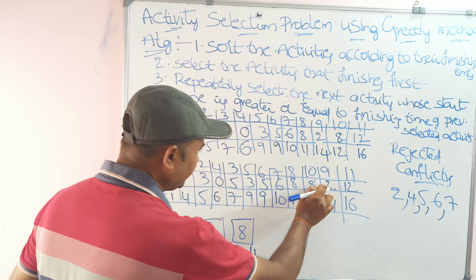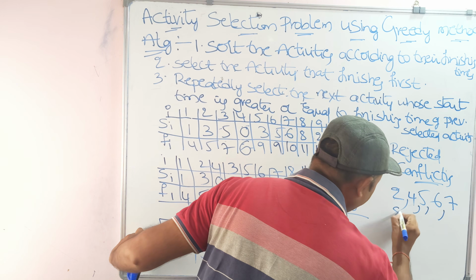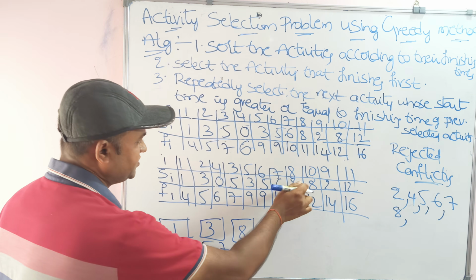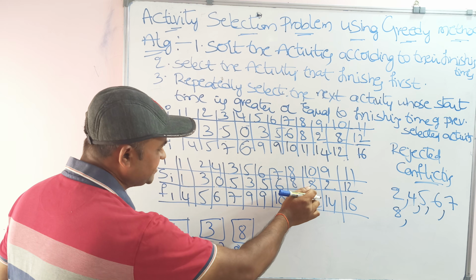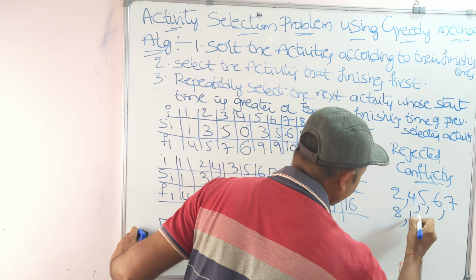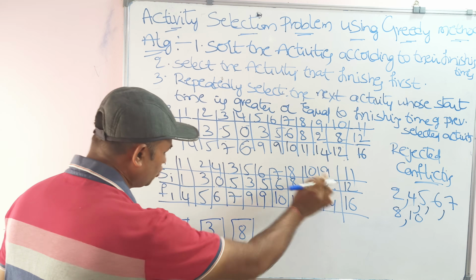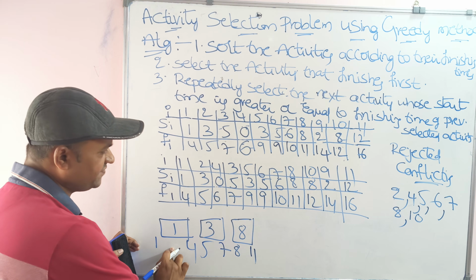Next, 10th activity. Starting time is 8. So it is conflicting with 8th activity. So 10th activity is also conflicting. Next 9th activity, starting time is 2. It is conflicting with first activity.